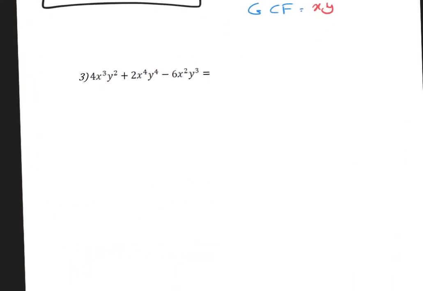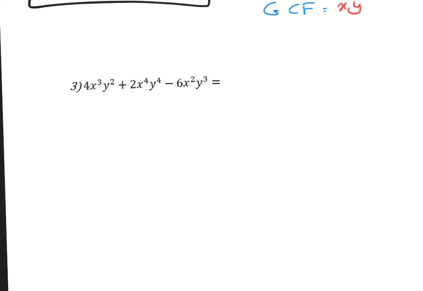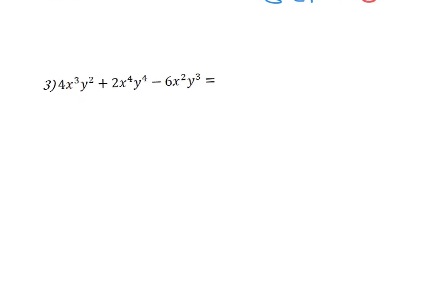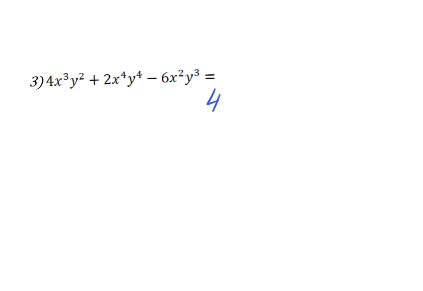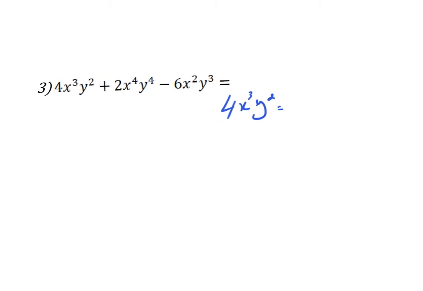For the next one, we have 3 terms, and we need to find the GCF for all the terms. Let's start with the first one, 4x to the third y squared. I want to make it a little easier so we can get it faster. You can see 2 between 4 and 4 and 2 and 6. We can see 2 is the greatest common factor.